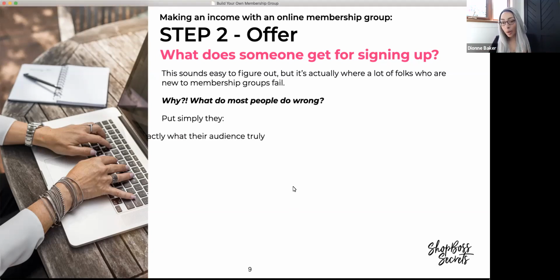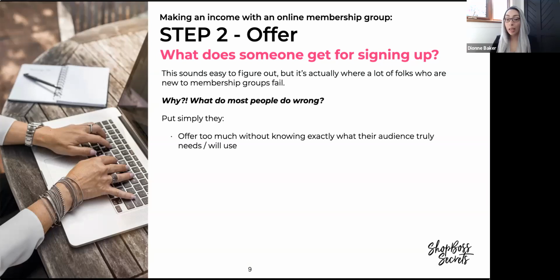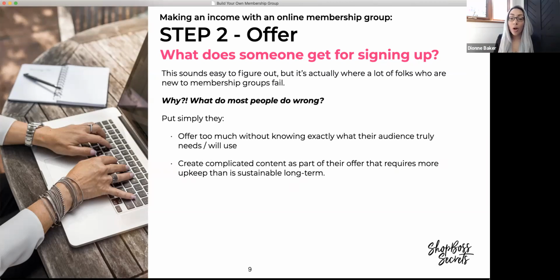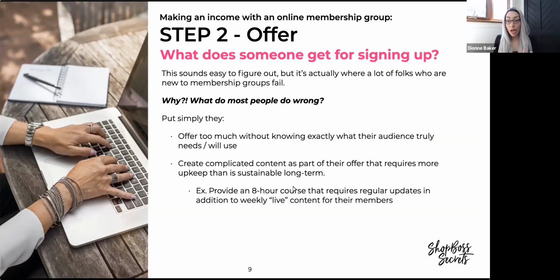So put simply, where a lot of people make a misstep here is they offer too much without knowing exactly what their audience wants or needs or will actually use. They create complicated content as part of their offer, and that content requires upkeep. And it's not really sustainable for them in terms of their time constraints long term.